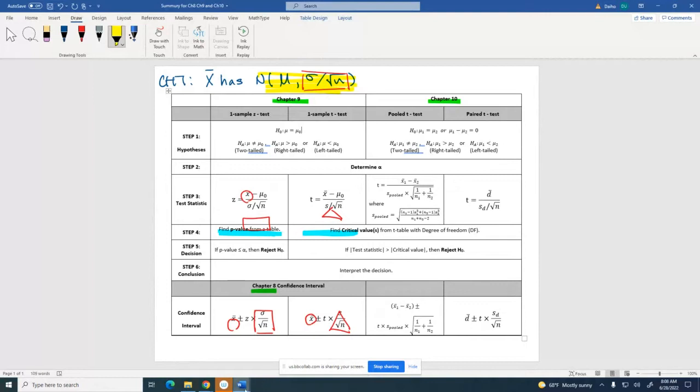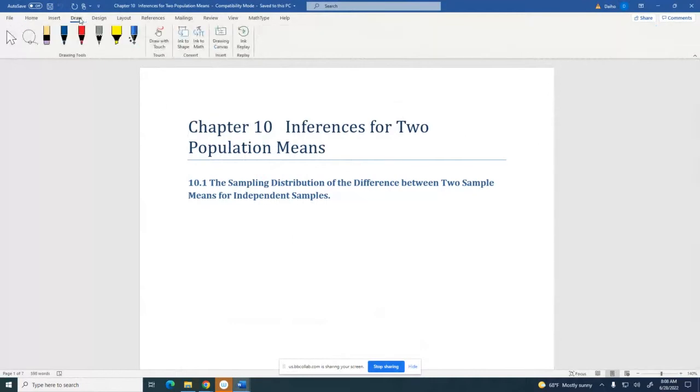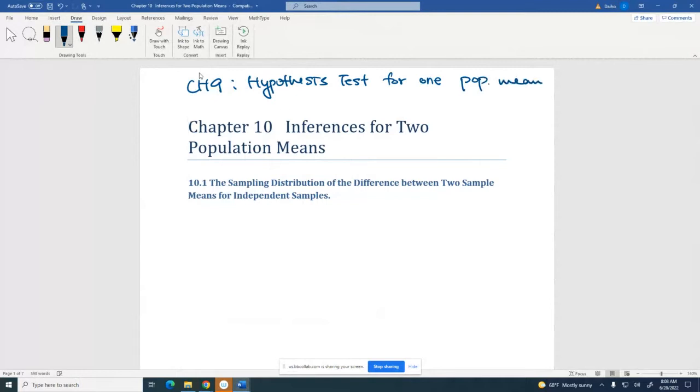Okay, today we are going to discuss chapter 10. See, chapter 9, the title was the hypothesis test for one population mean. And I added unknown here. How many population means? Only one.